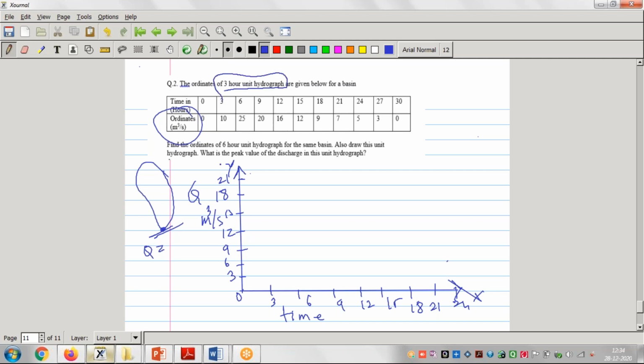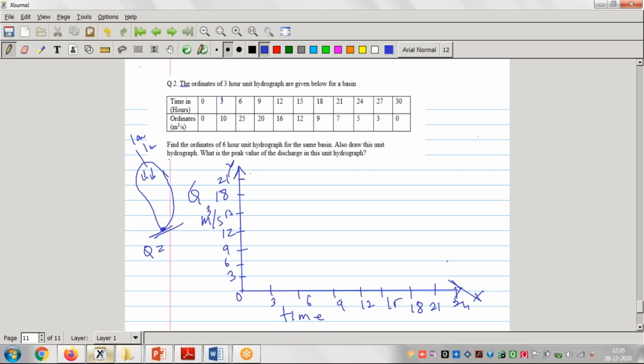3-hour unit hydrograph means what? This hydrograph is because of 1 centimeter rainfall depth, and that may be 1 inch rainfall depth, that may be because of 1 mm rainfall. Is it okay? My point is clear. The rainfall which occurred is only unit rainfall. That unit may be 1 centimeter, 1 inch, 1 mm, that may be anything. A unit may be anything, but it is 100% clear that the rainfall is unit, right?